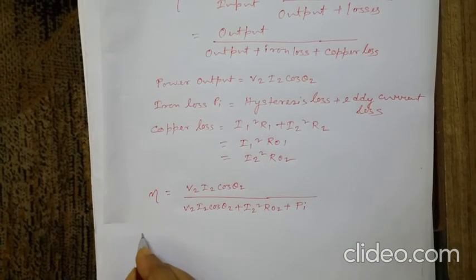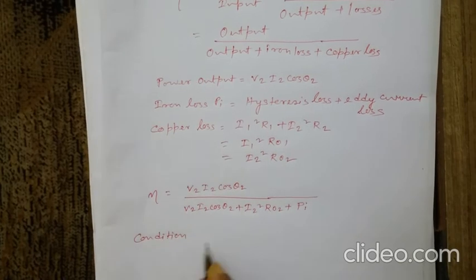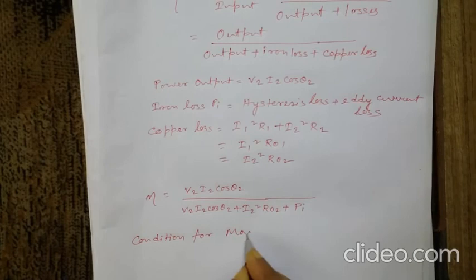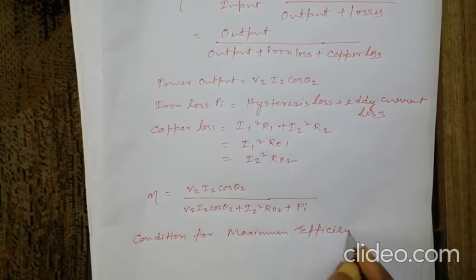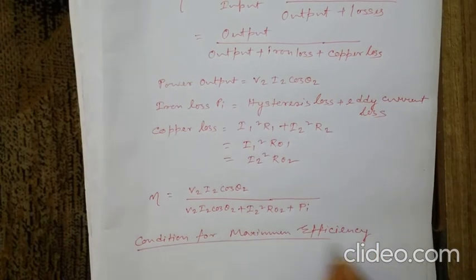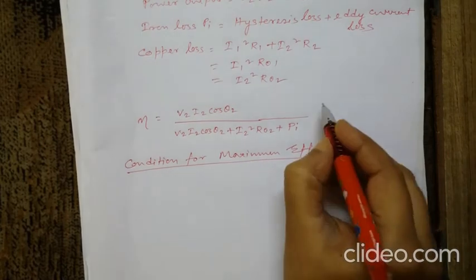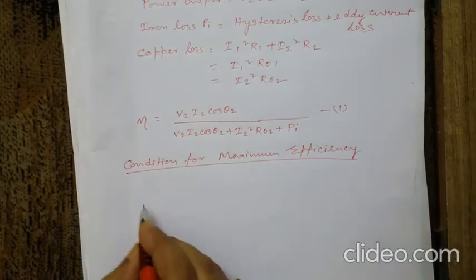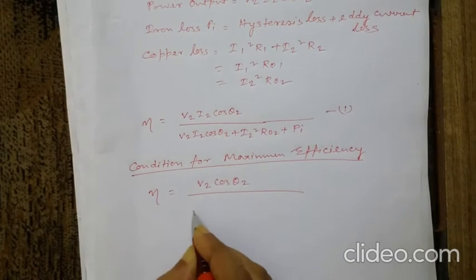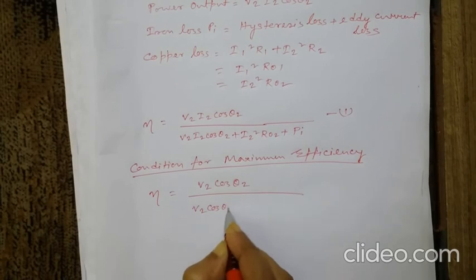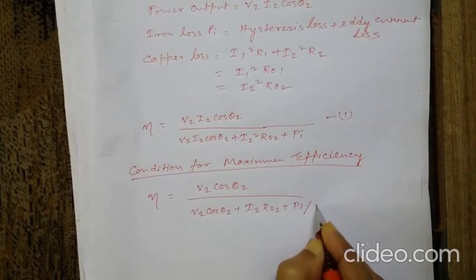Now what is the condition for maximum efficiency? Condition for maximum efficiency. Dividing both sides of equation 1 by I2, we get V2 cos phi 2 by V2 cos phi 2 plus I2 R02 plus Pi by I2.